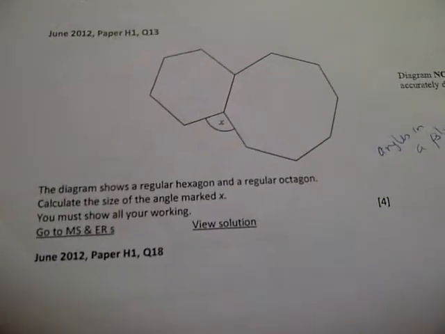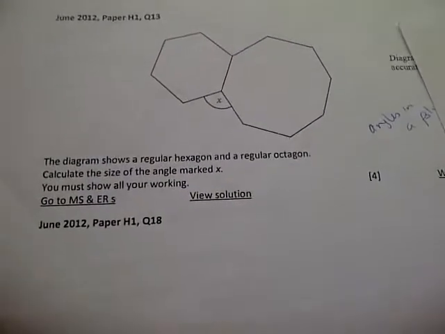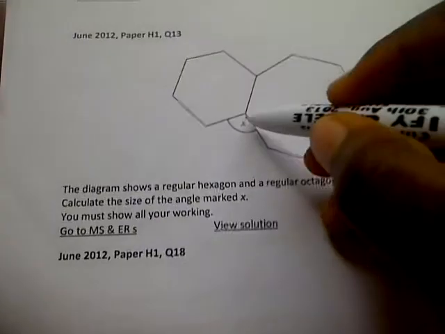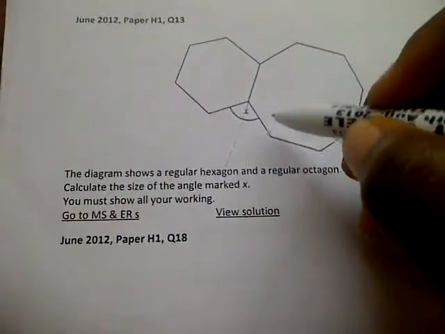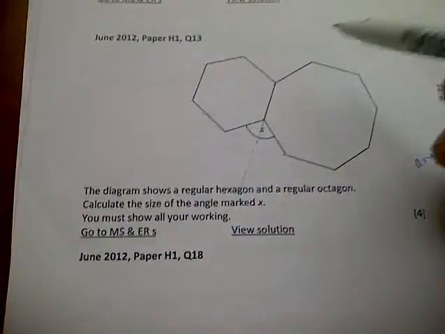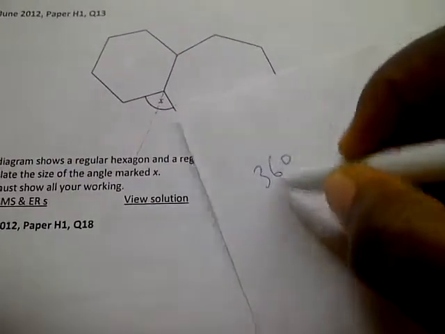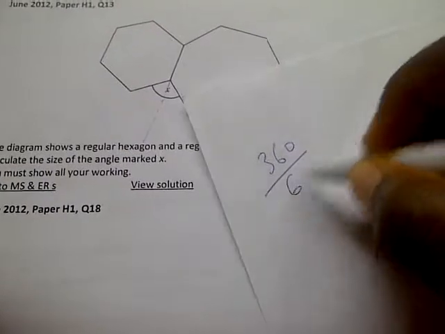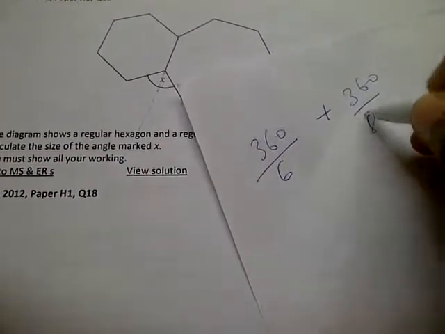And this one again, we have something similar to what we had before. Here we're told that we should find our angle A. Now this angle is the same as saying the exterior angle of this plus the exterior angle of this. So we'll find out that the diagram is a regular hexagon and a regular octagon. So we'll have 360 over 6, hexagon being 6 sides, plus 360 over 8, octagon being 8 sides.